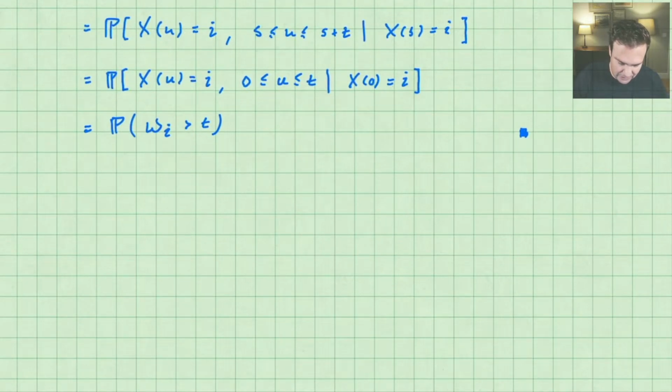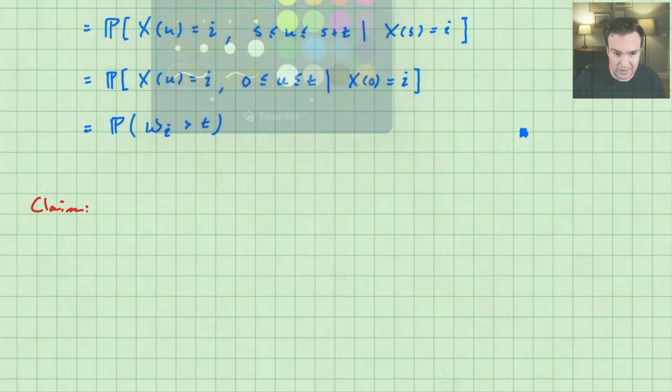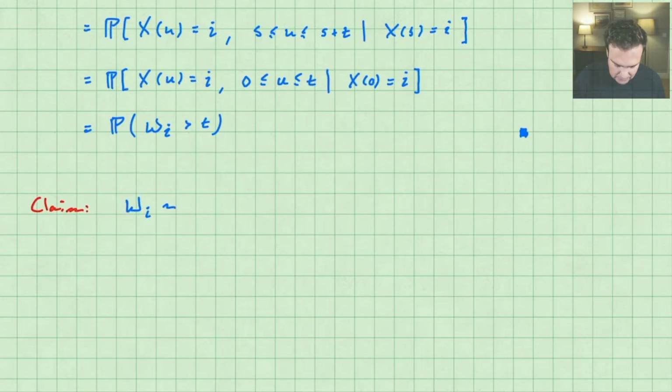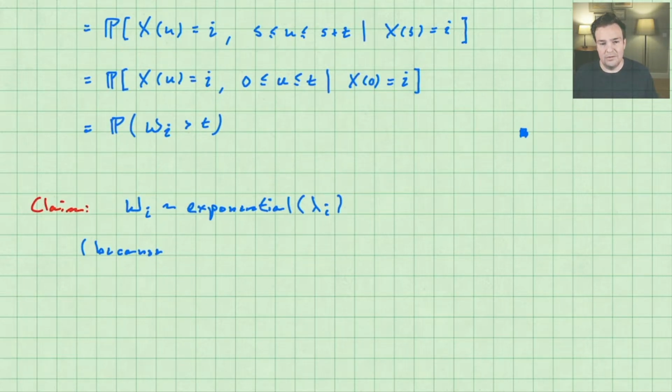This is written as a claim in your notes, but I'm just going to say it. The claim is that what we've just shown means that W_i follows an exponential distribution, with some parameter. It has one parameter. The reason is that the exponential distribution is the only continuous memoryless distribution. Sometimes people write this like this, but I kind of don't like that because it reminds me of the operator, like e to the something, but in any case.